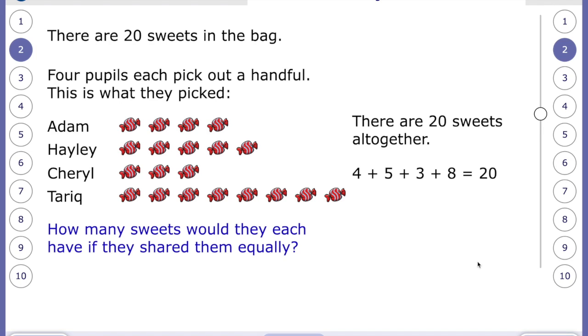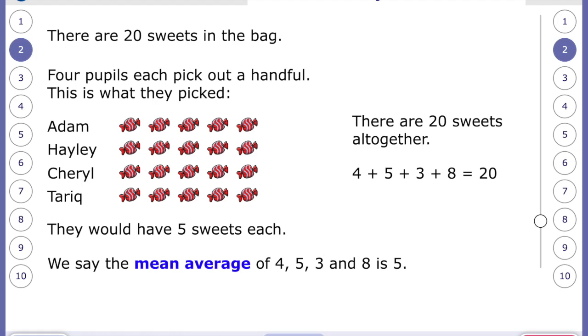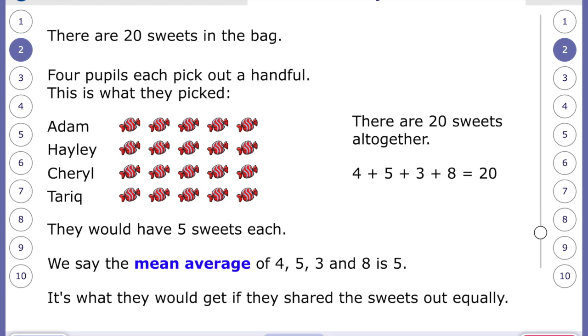So how many sweets would they each have if they shared them equally? Well, that should be fairly straightforward. We can see that they would have 5 sweets each. So we say the mean of 4, 5, 3 and 8 is 5. So we've added those numbers together and we've divided by the amount of numbers there are. It's what they would get if they shared out the sweets equally.